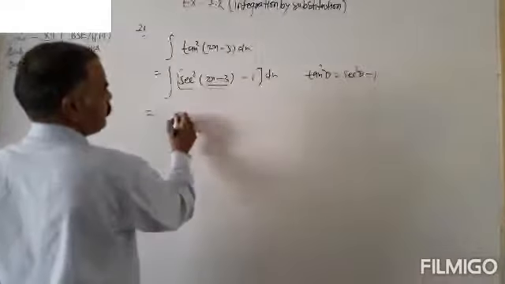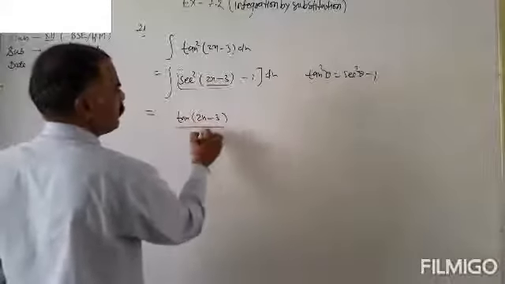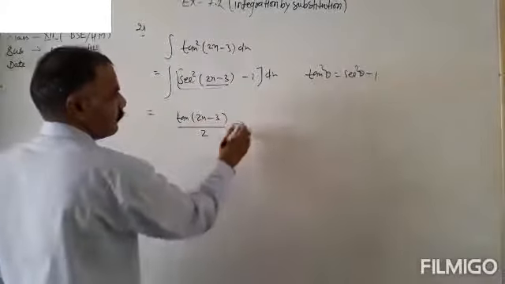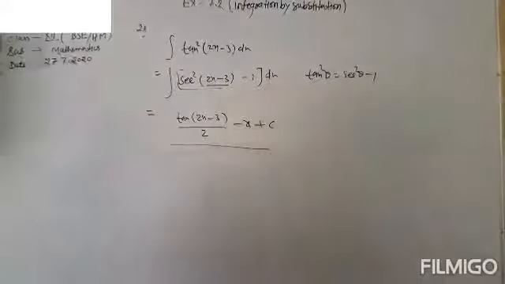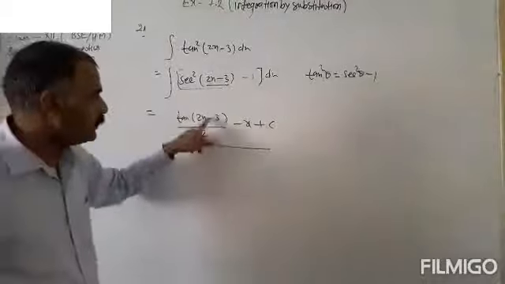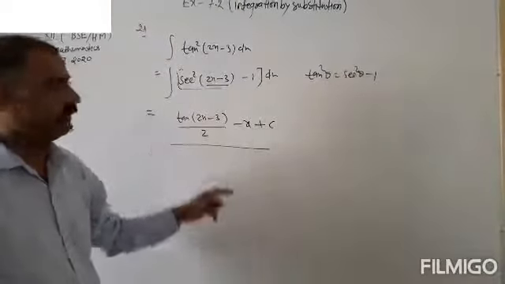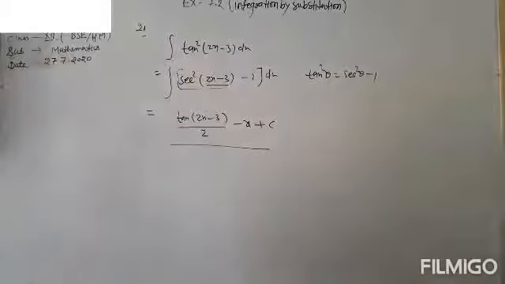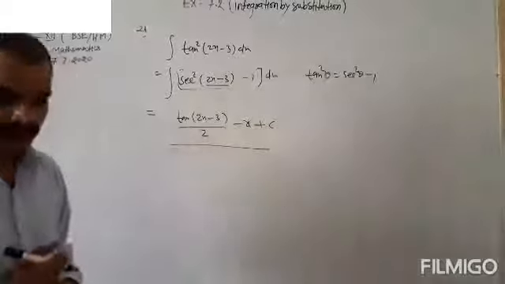So this is equal to the integration of sec square theta, which is tan theta. Tan (2x minus 3) divided by 2, minus the integration of 1, which is x, plus c. So this is the integration divided by the coefficient of x. So this is the integration of the given function in this form. Okay, so this was question number 21.